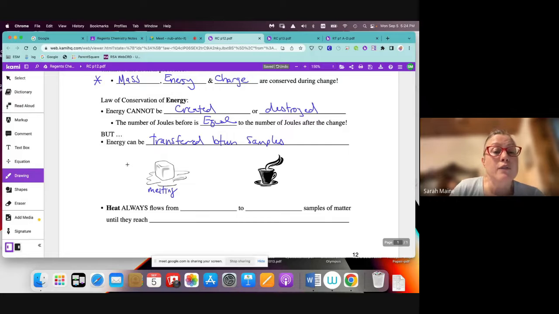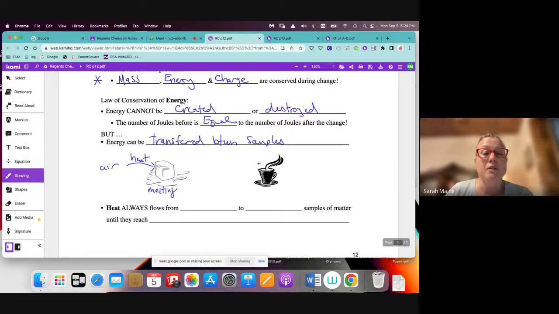Well, somewhere from its surroundings, there is a transfer of heat, maybe from the air or whatever surface the ice cube is sitting on. So the air transfers heat to the ice cube, and we know that there's heat transferring to the ice cube because we can observe it melting, changing from a solid to a liquid.